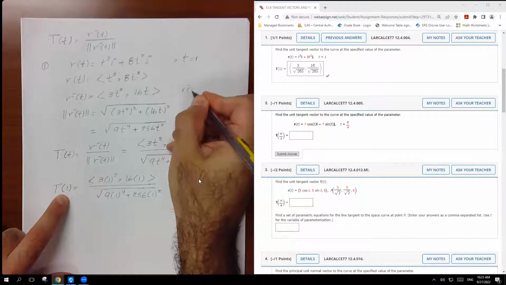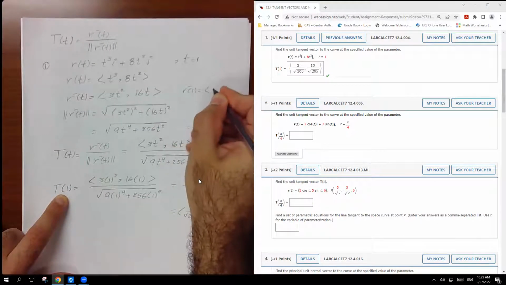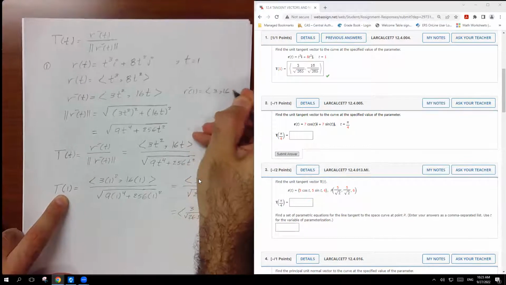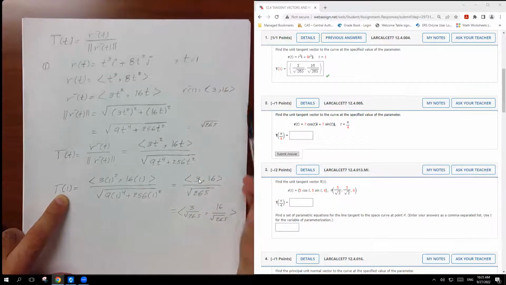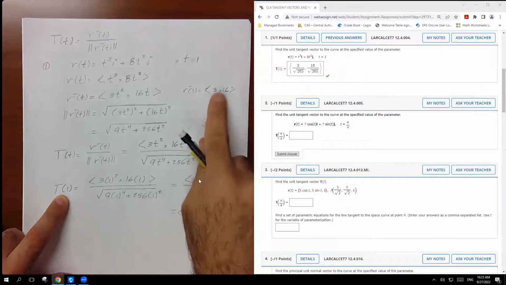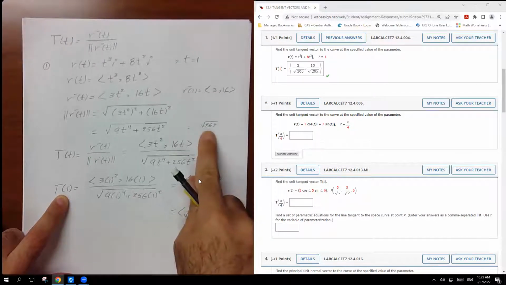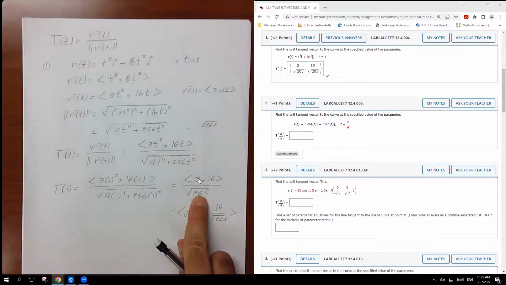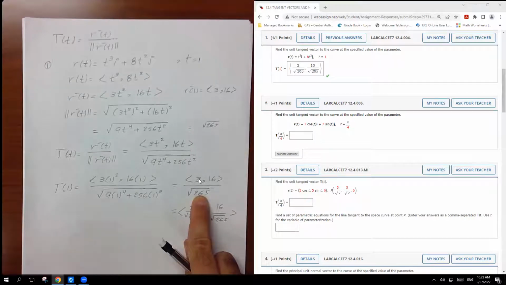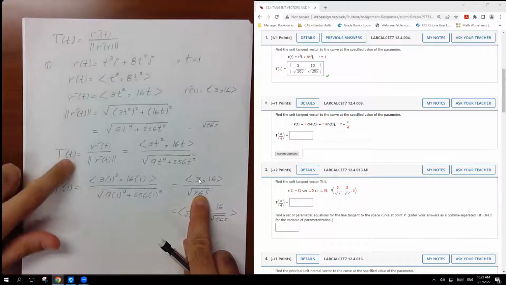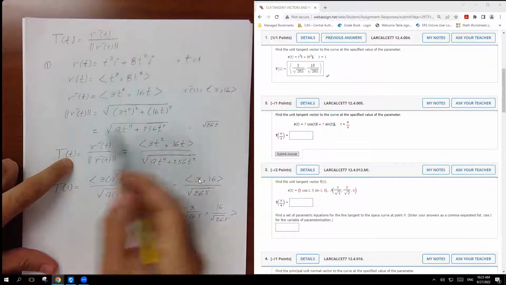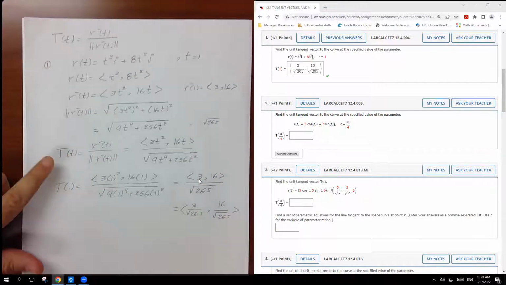R prime at 1 is going to be just 3 and 16. And then when I need to find this one, this part is going to be on the top, and the length of r prime with respect to t is going to be on the bottom. That means here. But if they ask you to find the tangent unit vector with respect to t, you have to do exactly the same steps.